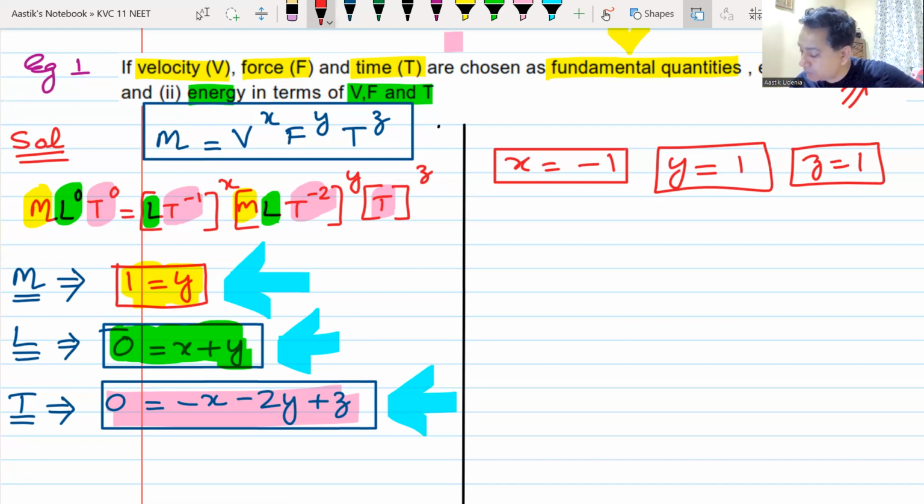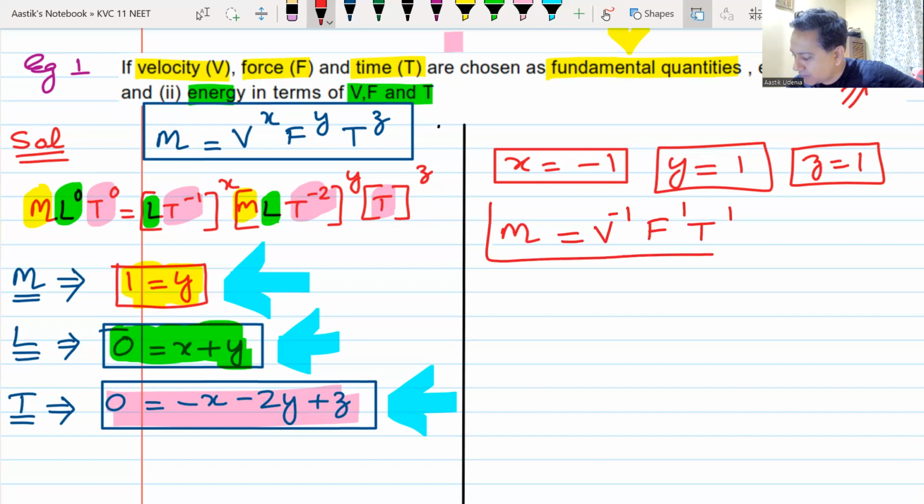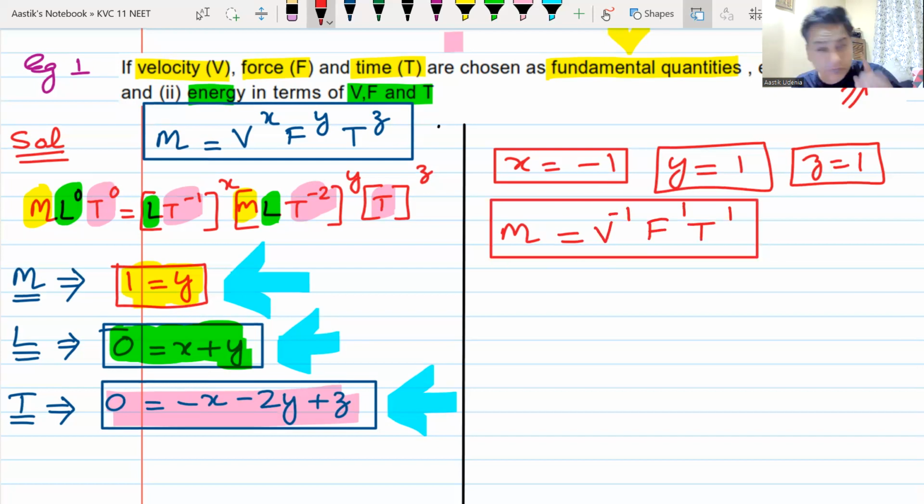I can put the values. So m dimensionally will be equal to v raised to the power minus 1, F raised to the power of 1, T raised to the power of 1. And that is going to be my final answer for mass, remember.